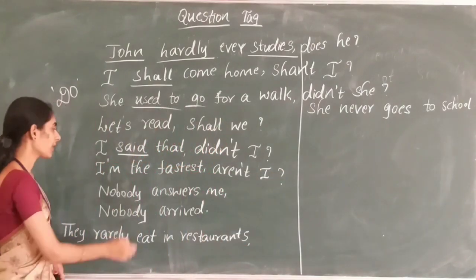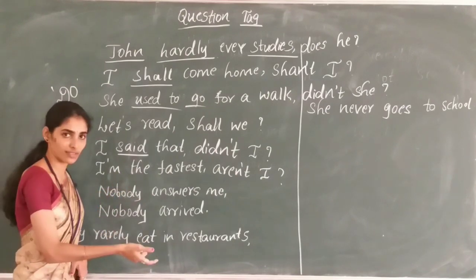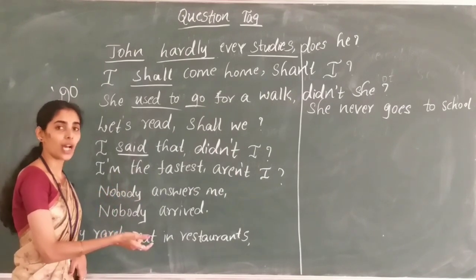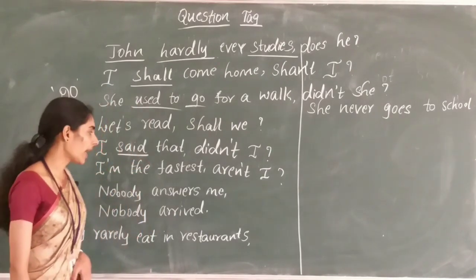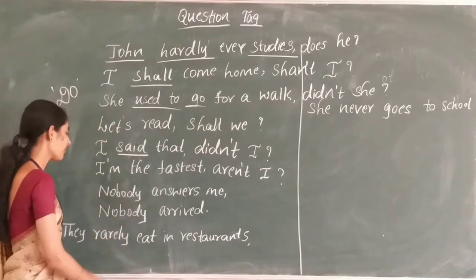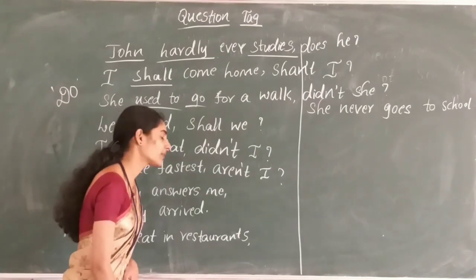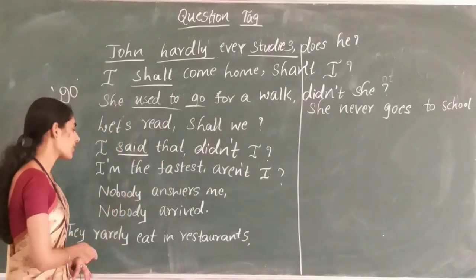Aren't I. So if I write "I am not the fastest," then you can write "am I." So here, this is "I am the fastest, aren't I." Now, next one: "Nobody answers me." This is a bit tricky.